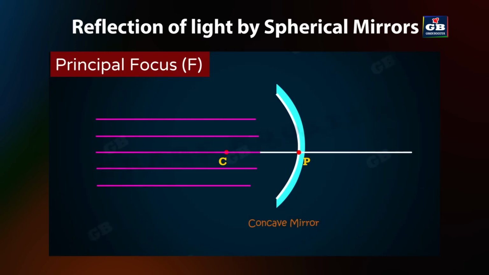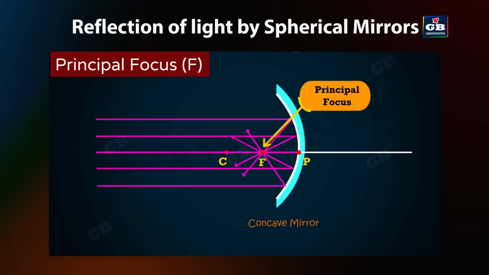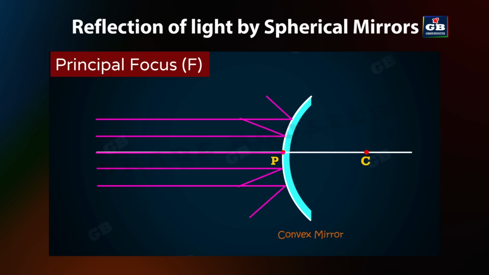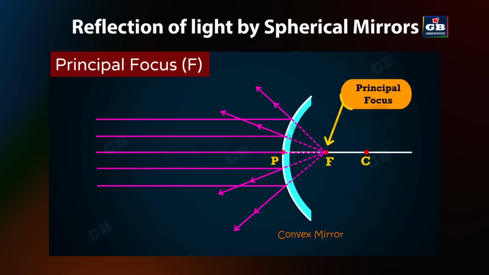Principal focus. If a number of light rays parallel to the principal axis are falling on a concave mirror, they all meet or intersect at a point on the principal axis of the mirror. This point is called the principal focus of the concave mirror. In case of a convex mirror, the reflected rays appear to come from a point on the principal axis. This point is called the principal focus of the convex mirror. The principal focus is represented by the letter F.